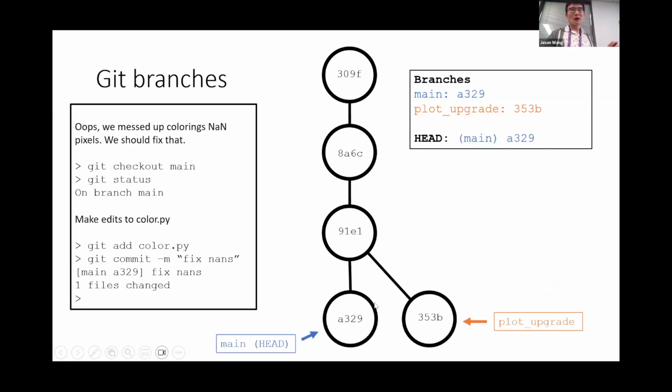Right. So what if while we were doing that, we realized we had a bug in our original plotting code? It wasn't like there were NaNs, not a number, in our images, and we wanted to fix that. So what we would do is git checkout main, and that would switch our head pointer to the main branch, which was 91E1. Then we do our classic type. We make a bunch of changes to color.py. We add them, so git add color.py.